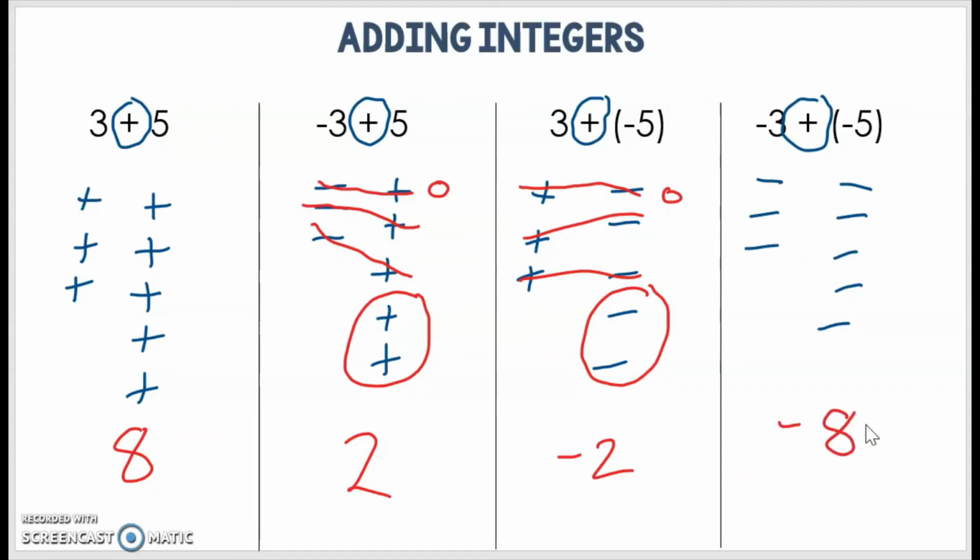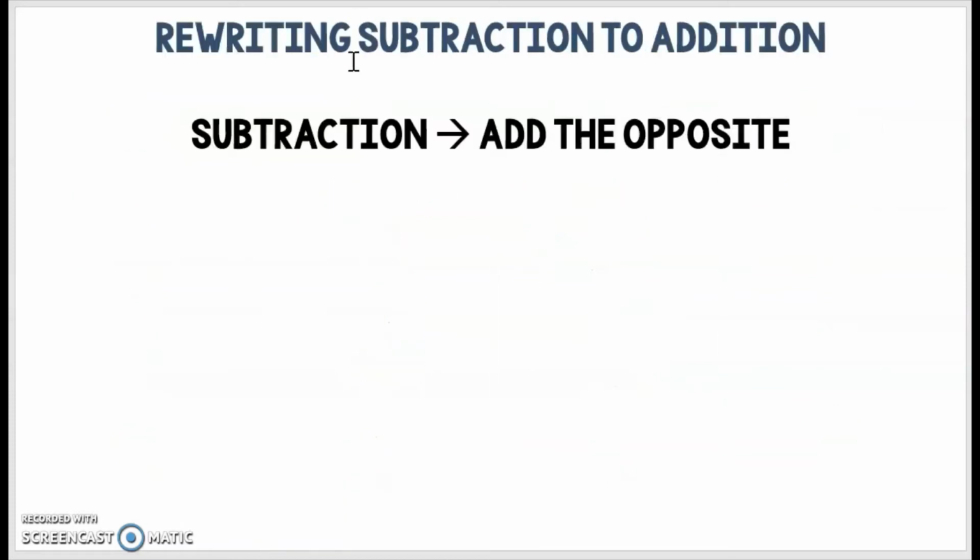Before we subtract integers, we're going to talk about how we can rewrite subtraction into an addition problem. We want you to think of subtraction as adding the opposite, and you're going to be adding the opposite of the second quantity.